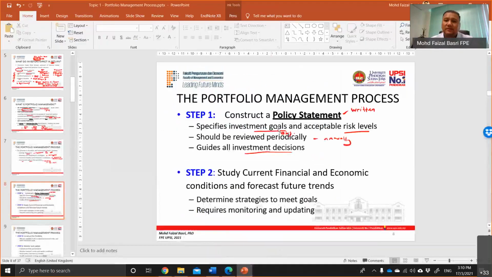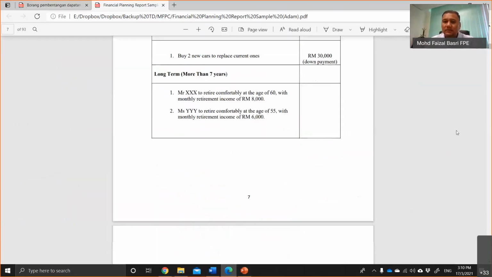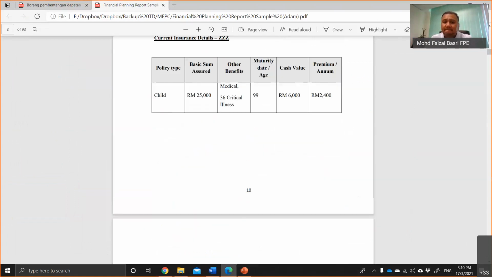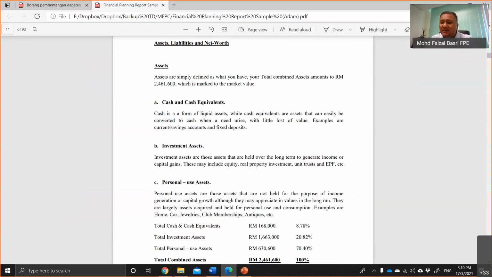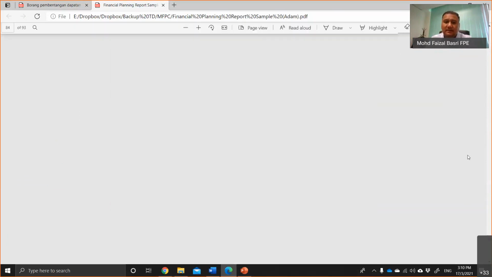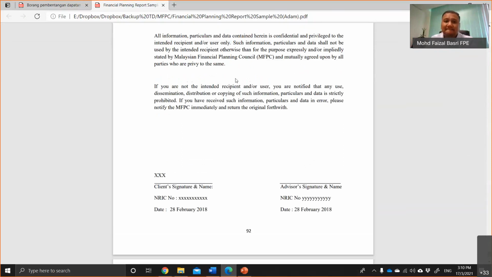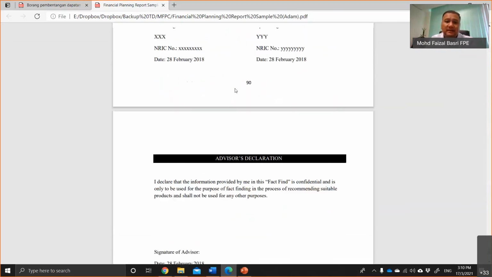Okay, policy statement. So they have set up the goals: short term, medium and long term. The next one is risk, as I said earlier. Bear with me one second, I do not remember where it was placed. By the way, this is the actual document that you all have to produce next semester. This is the document that you need to prepare. Next semester, you will make this.